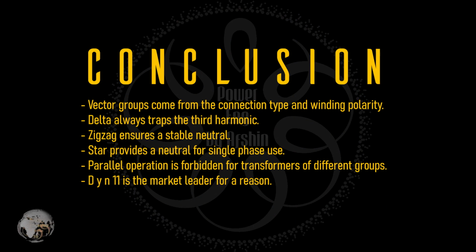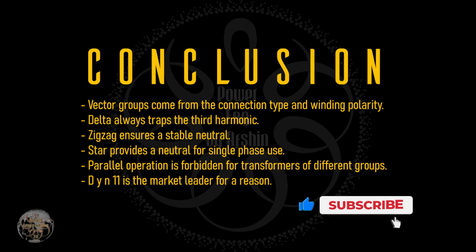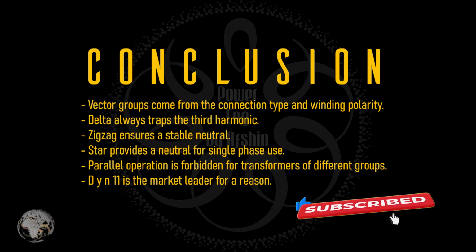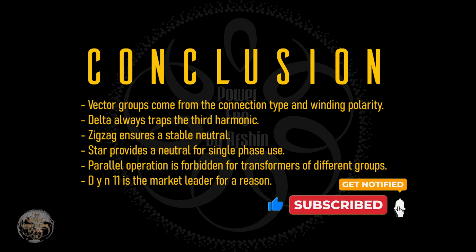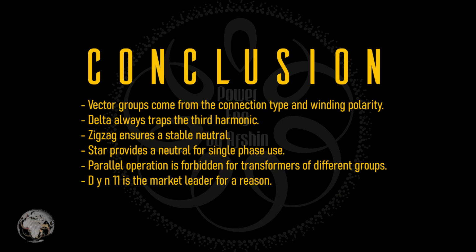In conclusion, vector groups come from the connection type and winding polarity. Delta always traps the third harmonic. Zigzag ensures a stable neutral. Star provides a neutral for single-phase use. Parallel operation is forbidden for transformers of different groups. And always remember, DYN11 is the market leader for a reason.